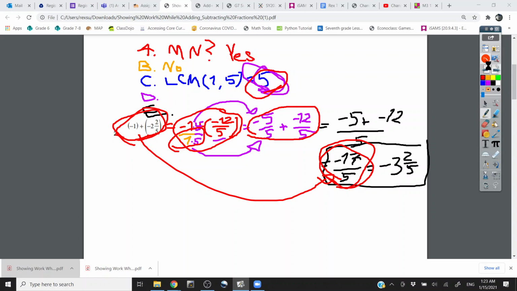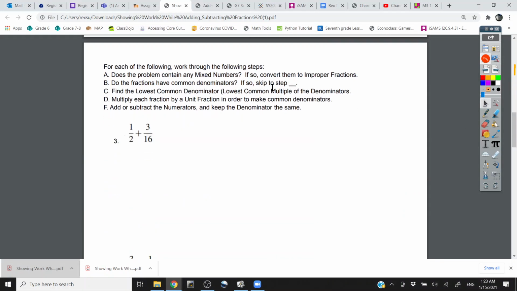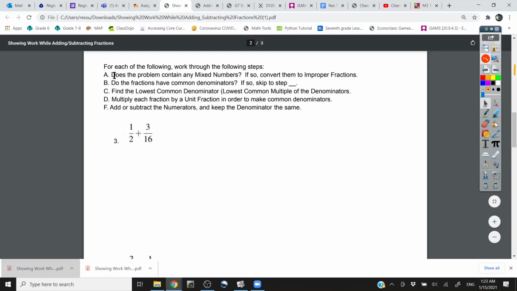Good. So I've left you guys a few more here to try out. In this next one, first of all, does the problem contain any mixed numbers? Look, 1/2 and 3/16 are both fractions. There are no mixed numbers. The answer to that is no. So if so, convert them. You don't have to do that. Next is, do the fractions have common denominators? These do not have common denominators. The answer is no. So you don't get to skip to step E.